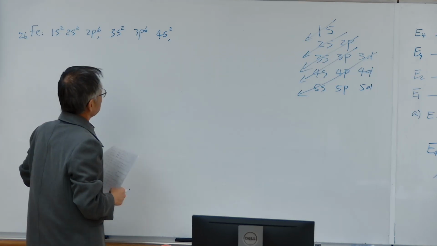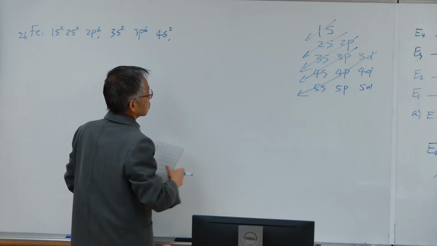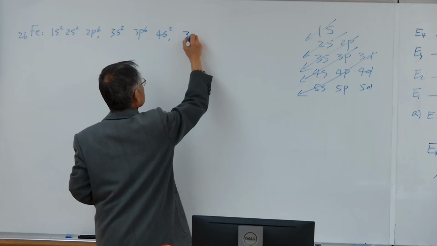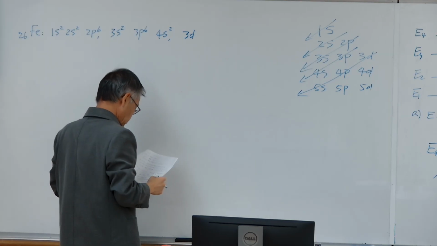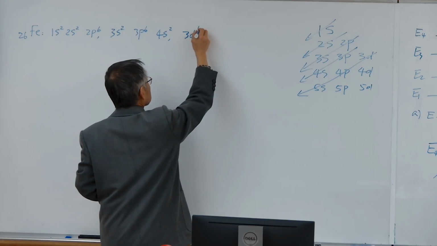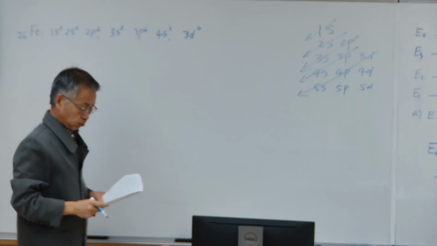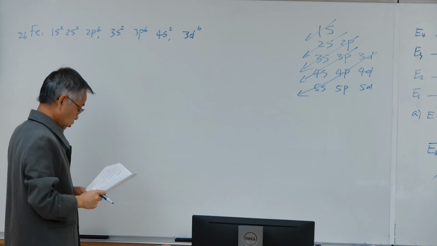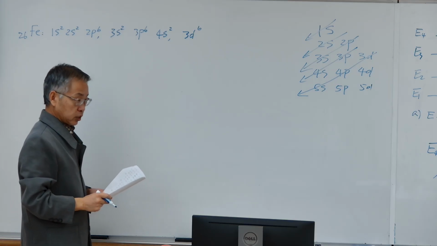Now 6 are left. After 4s will be 3d. 3d can hold a maximum of 10, but only 6 are left, so 3d6. Okay, so this is the electron configuration.